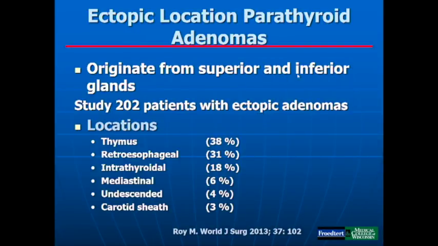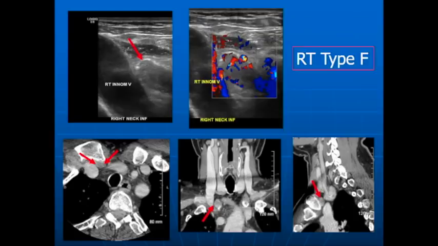Now, the ectopic locations of parathyroid glands, again, they can originate from superior or inferior glands. This is from a large study of patients with ectopic adenomas. Here you can see the distribution. The most common location for ectopic adenomas is within the thymus, and less commonly, as you can see, in other locations, including deep in the mediastinum, and other areas that are much less common.